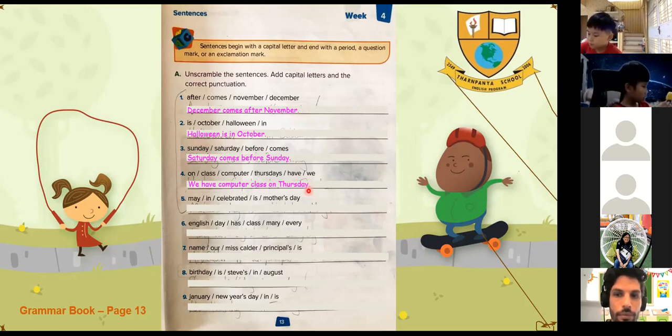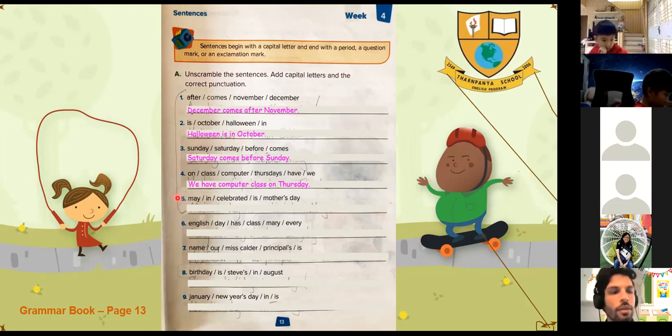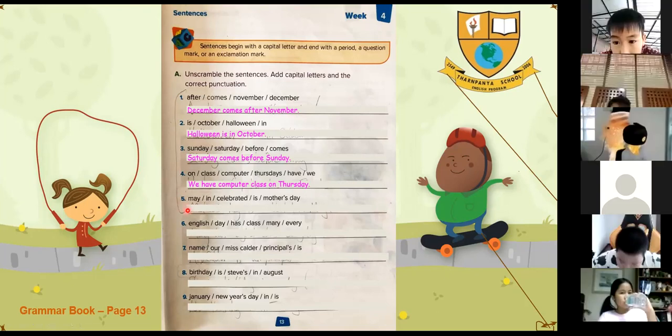We have computer class on Wednesday. We have computer class on Thursday. If you finish, you can take a look at number 5.